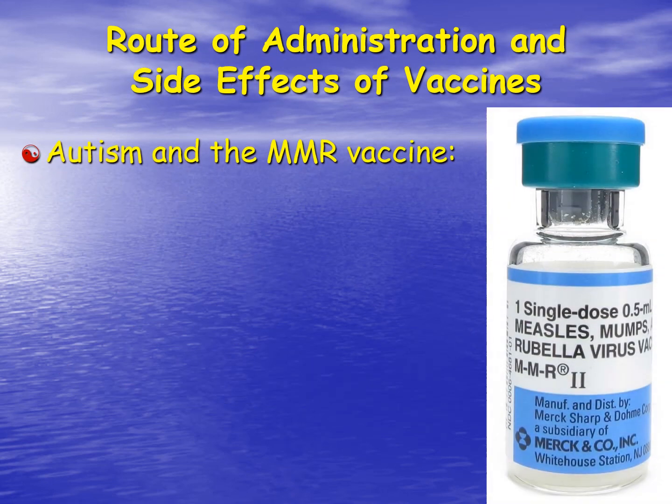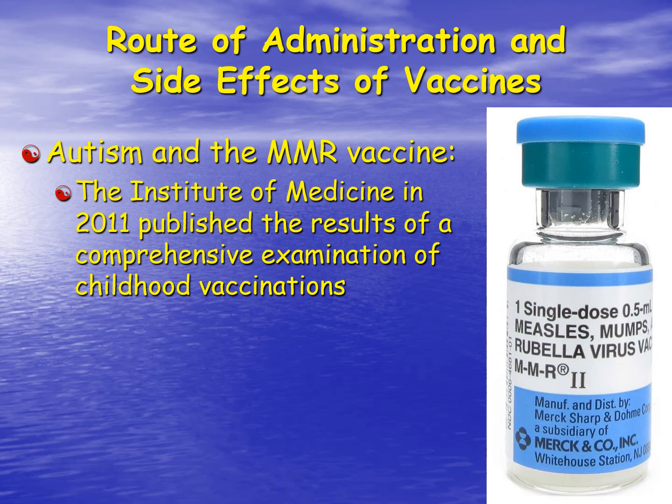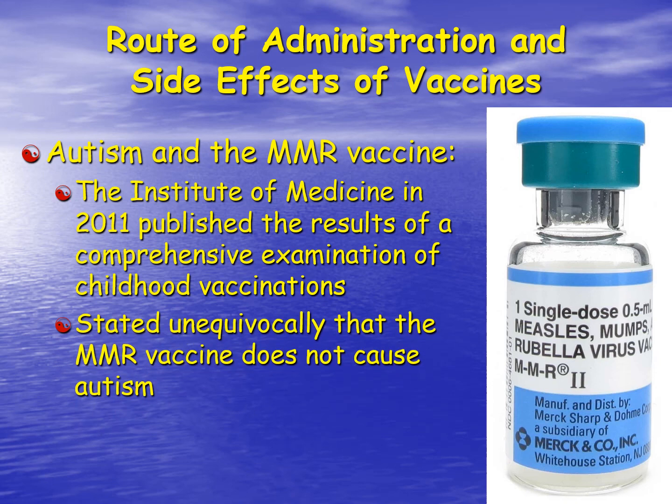One of the biggest cases was the link between the MMR, the measles, mumps, rubella vaccine, and autism. The Institute of Medicine in 2011 published the results of a comprehensive examination of childhood vaccines and stated unequivocally that the MMR vaccine does not cause autism. And so this has been completely disproven. The MMR vaccine does include a tiny bit of mercury as an adjuvant, and this is what many people thought might have been causing the autism. But there has been absolutely no link between autism and the MMR vaccine.